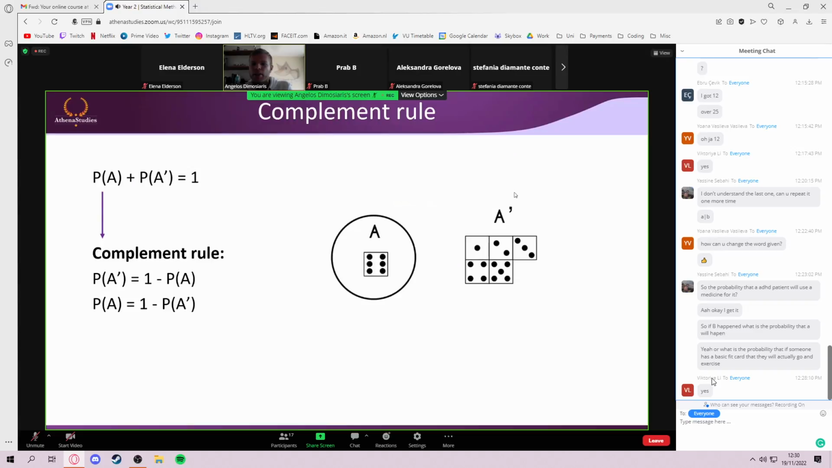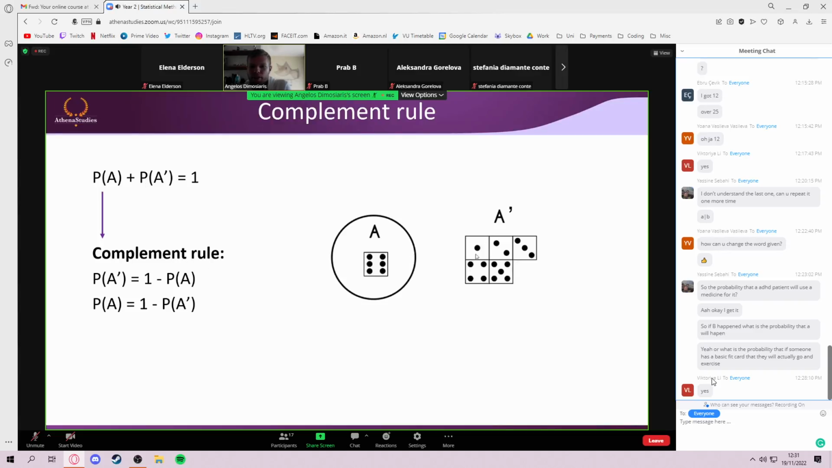Let me give you an example. Let's say that we roll a dice. So we can have 1, 2, 3, 4, 5, or 6. So my A here, the event that I care about, is that I have a 6 as the outcome. And the complement of A is anything that doesn't have to do with A. So it's 1, 2, 3, 4, 5. All the events that are not A. That's the complement of A.